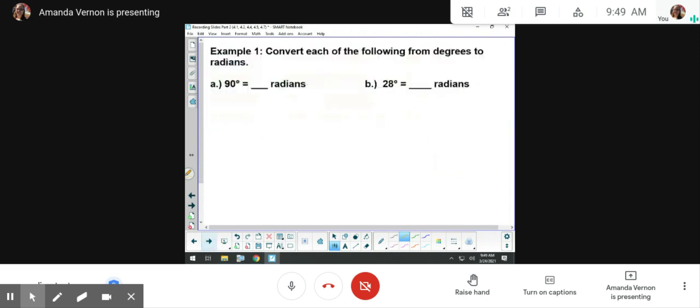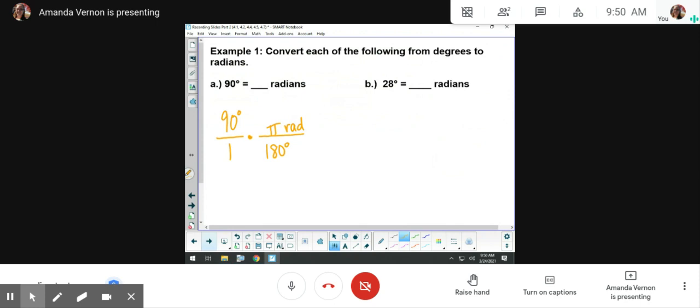Let's move on and take a look at some examples. So our first example is going to be converting 90 degrees into radians. In order to do this, I usually start with a unit fraction. If I'm given a degree measure that doesn't have a denominator, which typically will happen, I just write it over 1. And then remembering that we have that relationship, pi radians is equal to 180 degrees, I'm going to put 180 degrees in the denominator and pi radians on top.